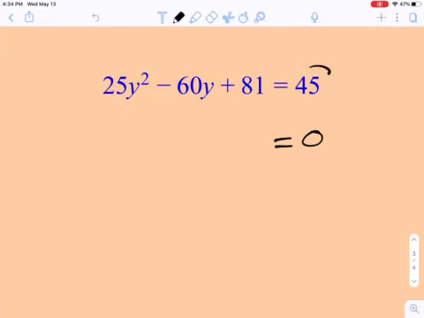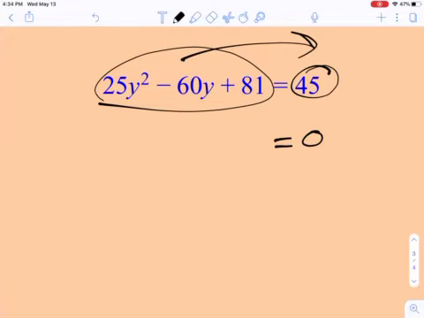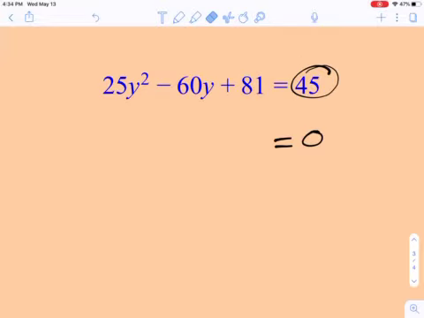Well, it makes a lot more sense to clear this side out than it does to move all this junk over there. That would be a little ridiculous. So what we're going to do is take 45 and move it over there by doing the opposite. Well, it's positive here, so we're going to subtract 45 from both sides.